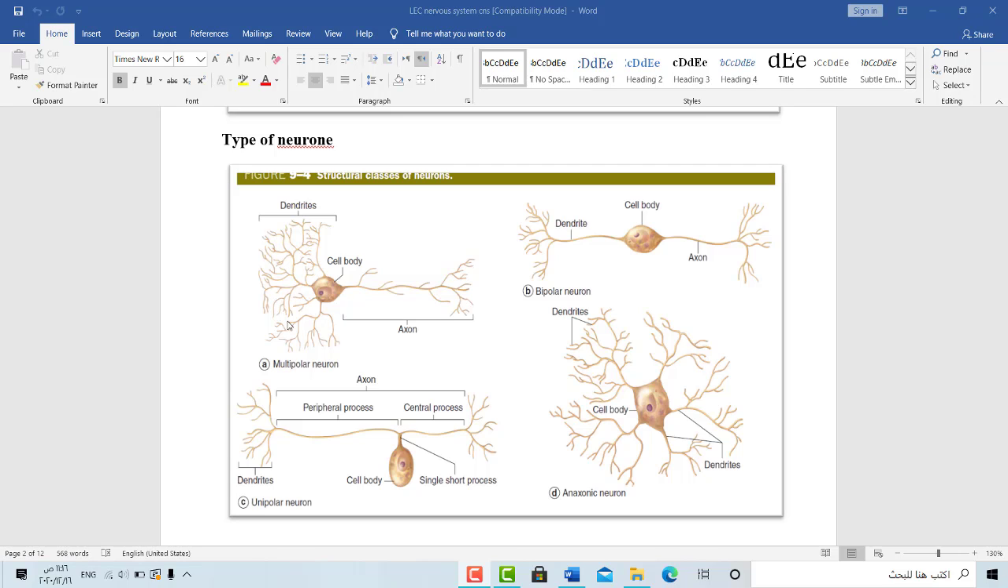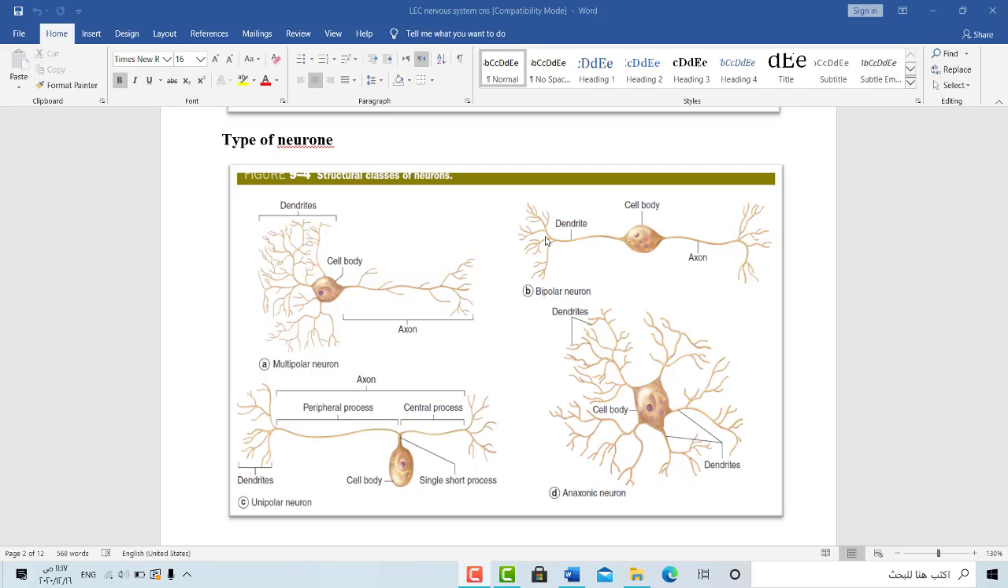The axon is at one pole, but the dendrites are at the other pole. The dendrites are divided into primary, secondary, and tertiary, and they end as terminal dendrites. This type is found in most of the neurons in the body. Also it is found in the CNS, in the brain, and in the spinal cord, in the anterior horn of the gray matter.